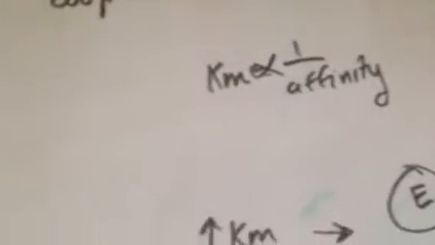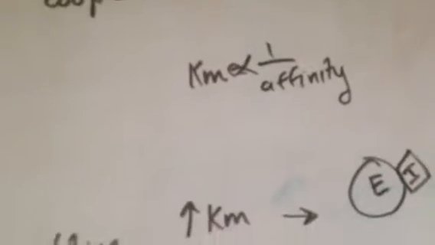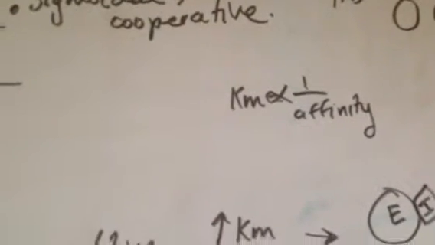We can also think of Km as the reciprocal of affinity. High Km means low affinity, and low Km means high affinity.